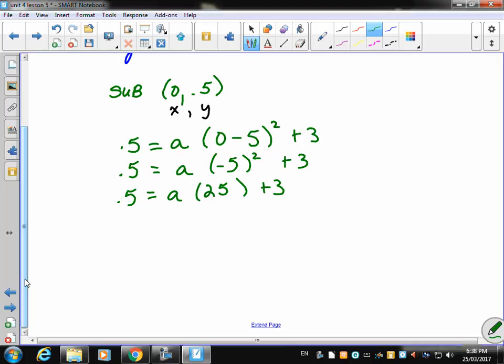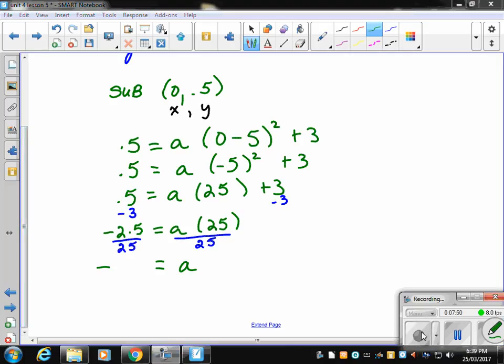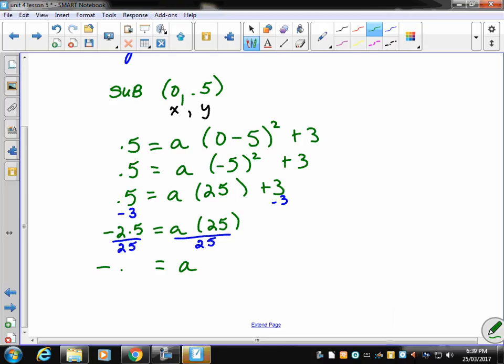So I'm undoing the layers and getting rid of this plus 3 first. I do that by subtracting 3 from both sides so that I am left with a times 25 equals negative 2.5. To get rid of a multiplication, because a squished up to 25 implies multiplication, I would divide both sides by 25. I end up with a equals negative 2.5 over 25. It is negative 0.1 or negative 1/10.